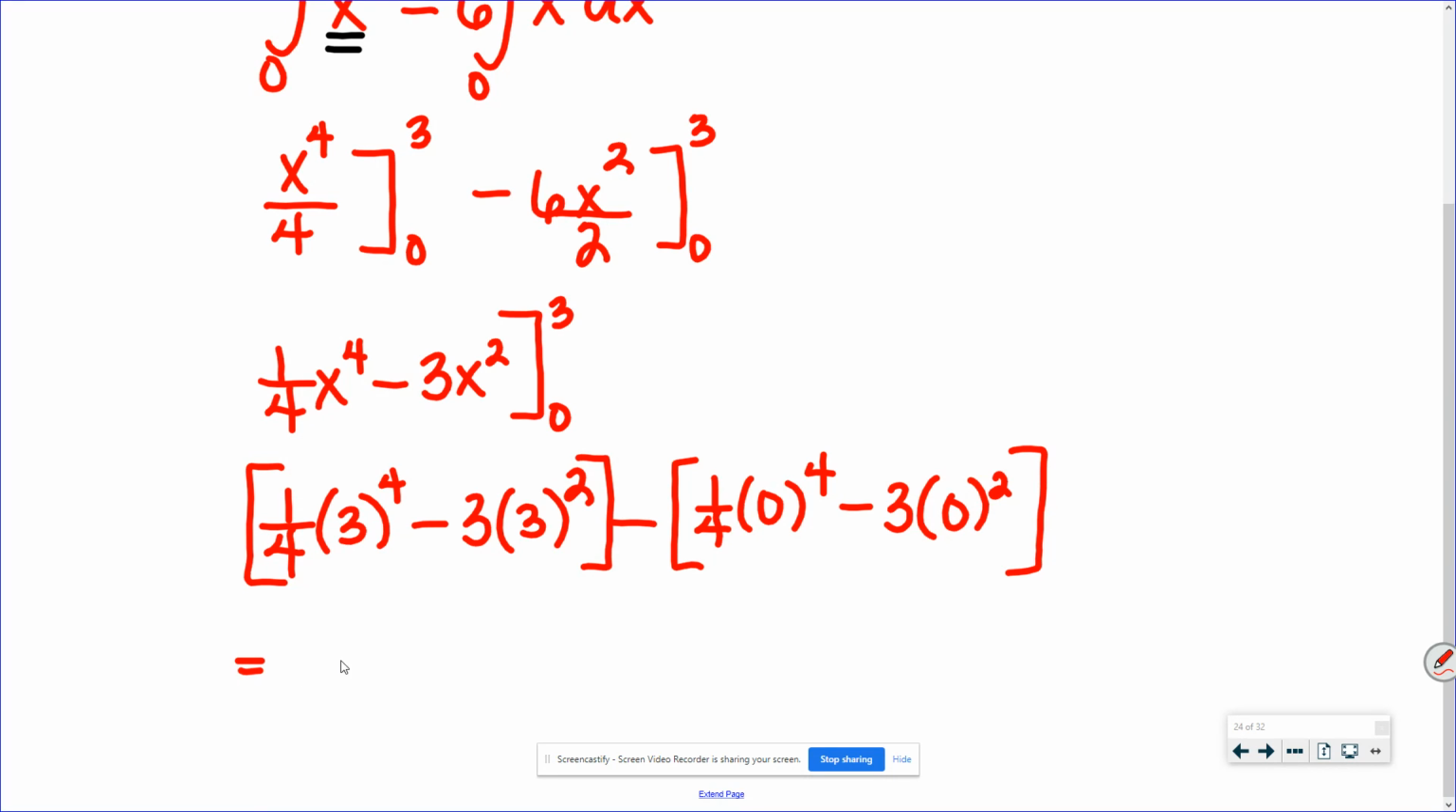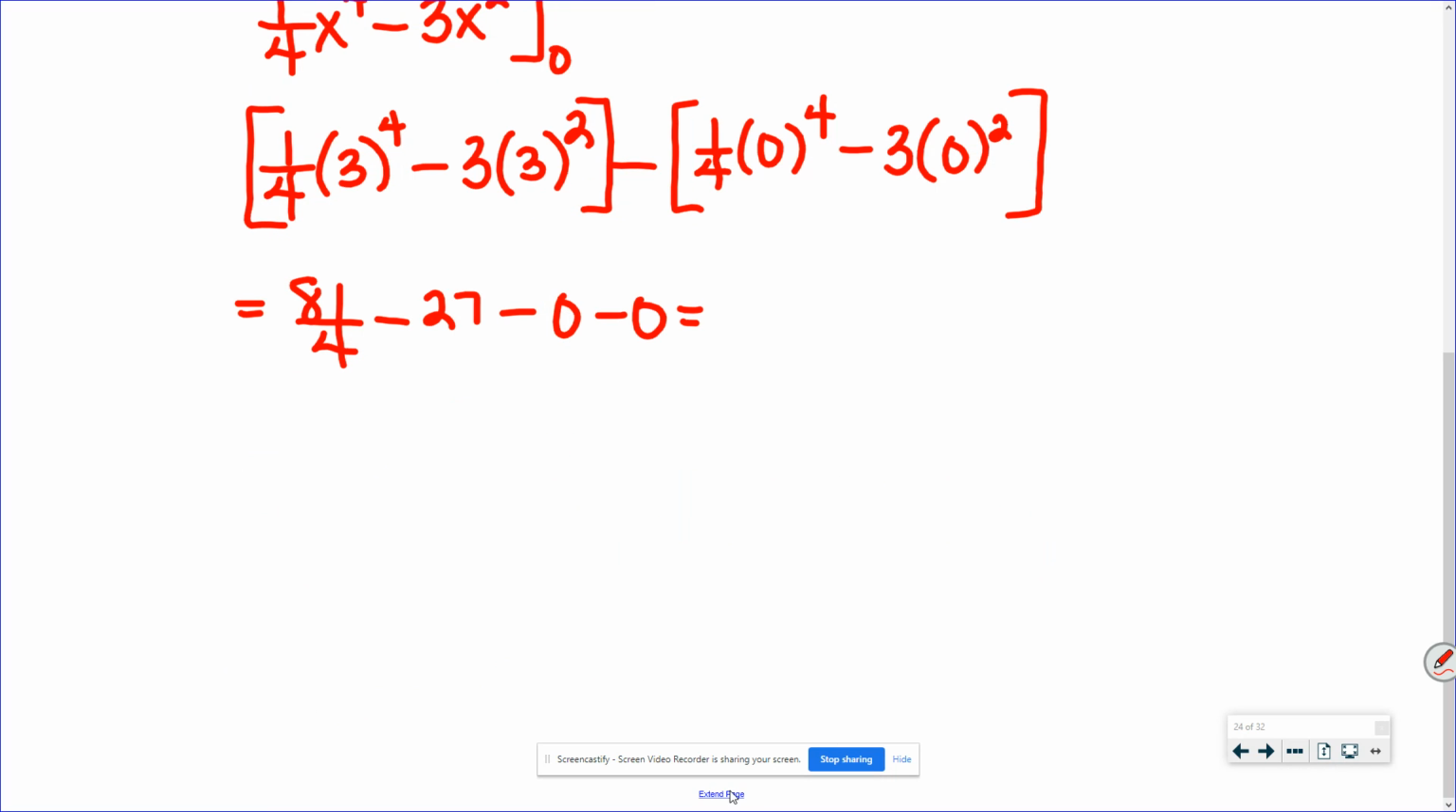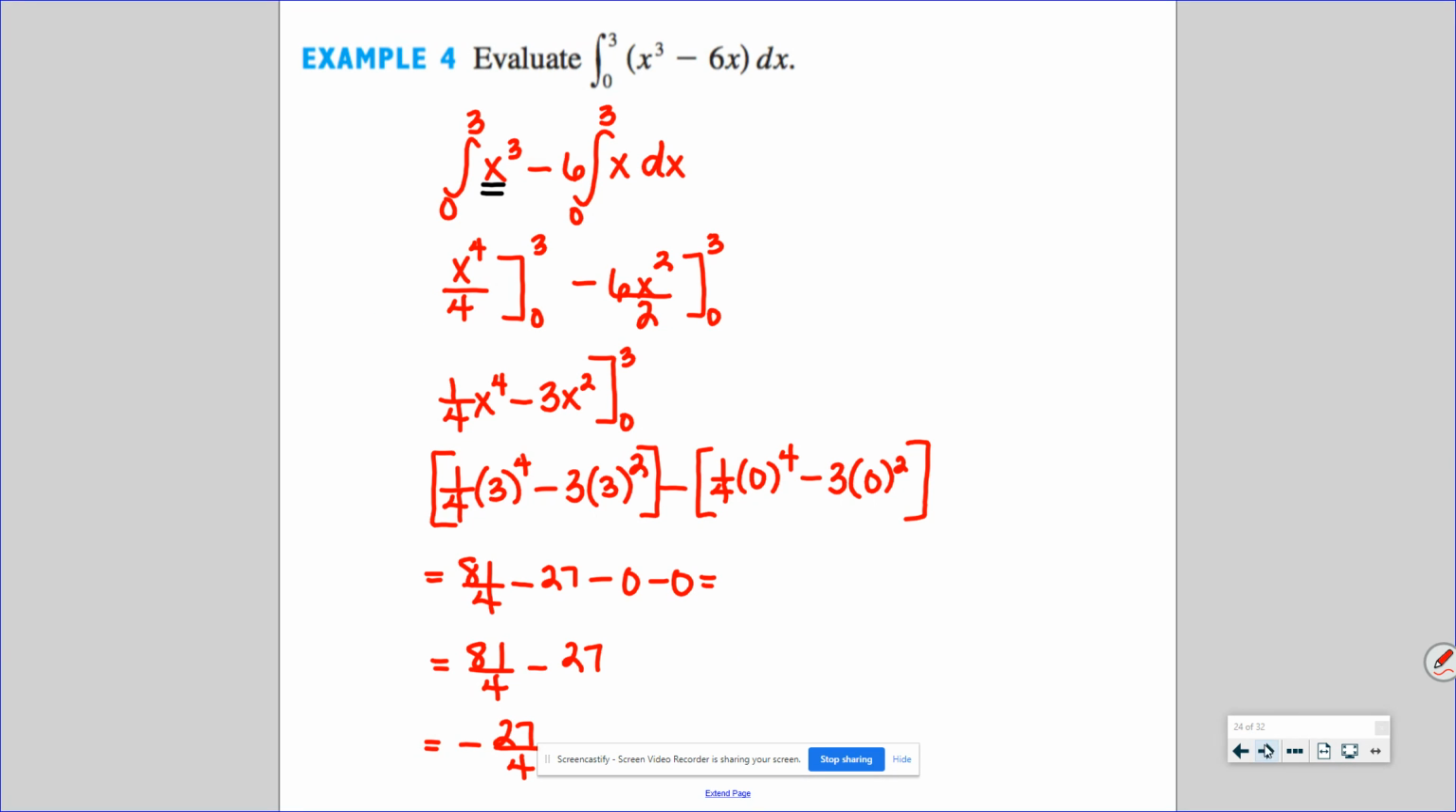Okay, and then simplify is basically the last step. So 3 to the 4th is 81, so this would be 81 over 4 minus 27. 1/4 times 0 to the 4th, that's 0, and then we have another 0. So our answer is 81 over 4 minus 27, which is equal to negative 27 over 4. So your total net area is negative 27 over 4.